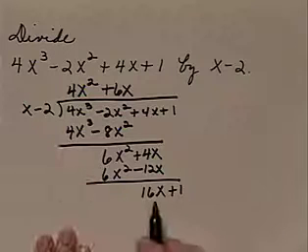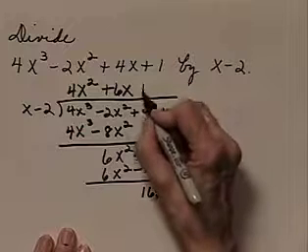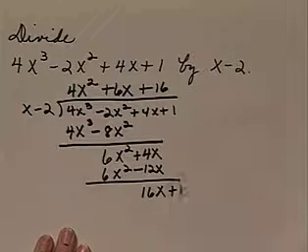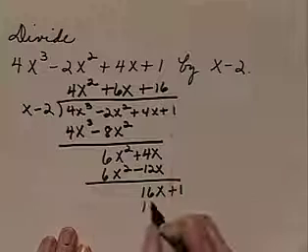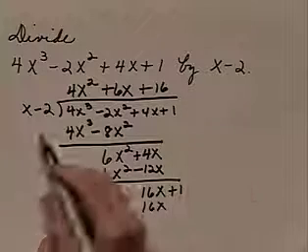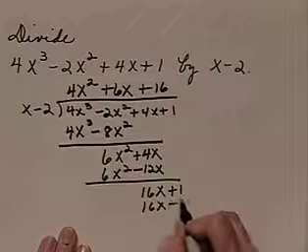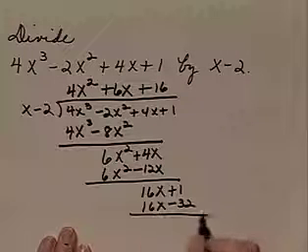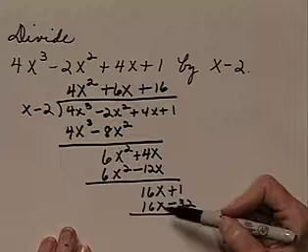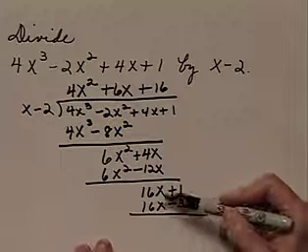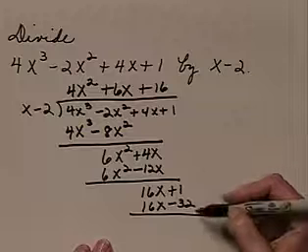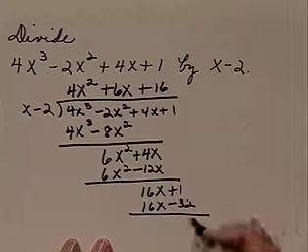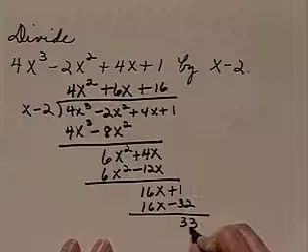X divides into 16x 16 times. So we'll put 16. 16 times x is 16x. And 16 times negative 2 is negative 32. And we'll subtract. We have 16x minus 16x is 0. 1, take away a negative 32 gives us a plus 33.